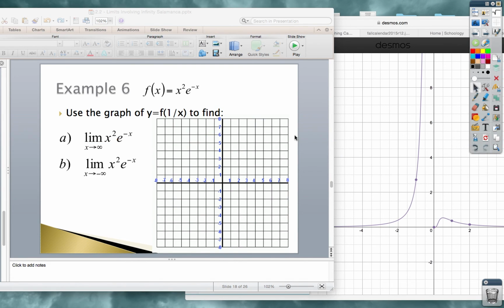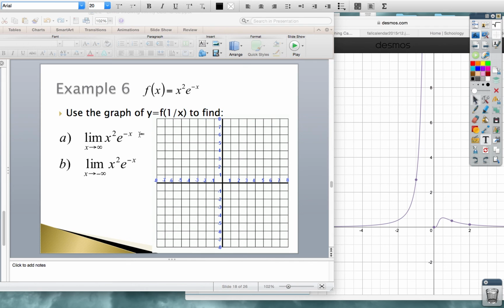Now, we have this function f of x equals x squared times e to the negative x. We're going to use the graph of y equals f of 1 divided by x to find the limits here. Now, before we start working on it, we're going to rewrite this. Now for part A, as the limit as x approaches infinity, we're going to substitute f of 1 divided by x here. What that means is this will turn into 1 divided by x squared times e to the negative 1 divided by x, like so.